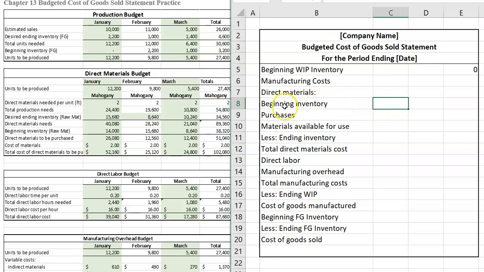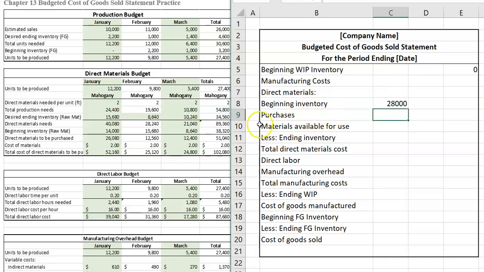We're going to start with our beginning inventory. Keep in mind we are doing this for the quarter, and the first month of the quarter is January, so we start with our January column. Beginning inventory in January was 14,000 feet at $2 per foot. So our beginning inventory is 14,000 feet times $2 each, $28,000.